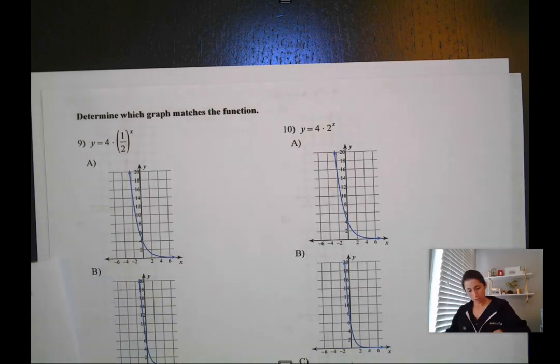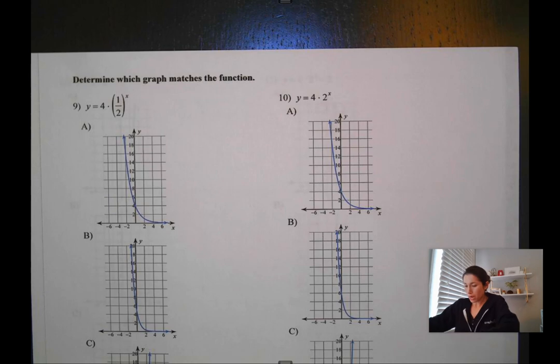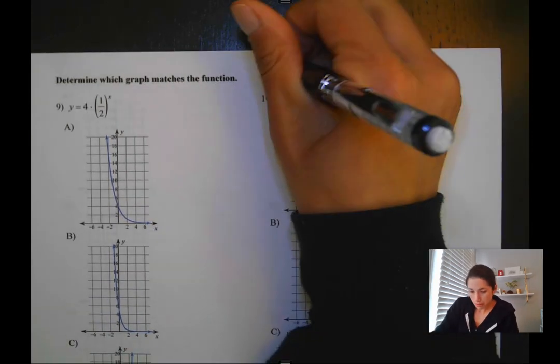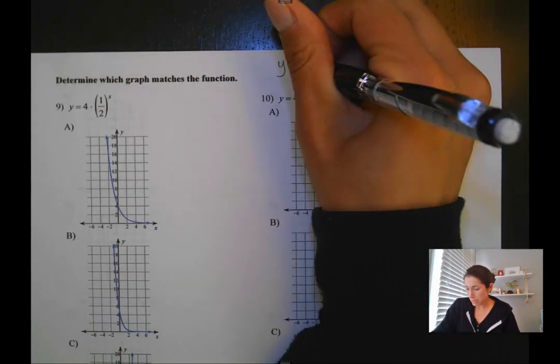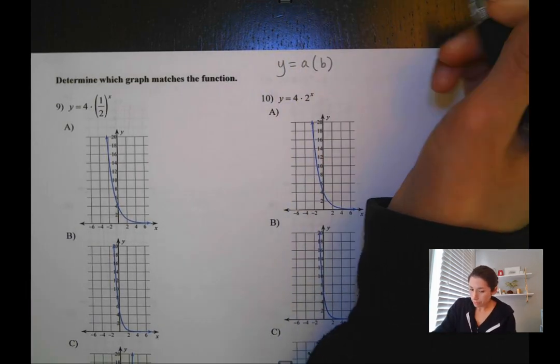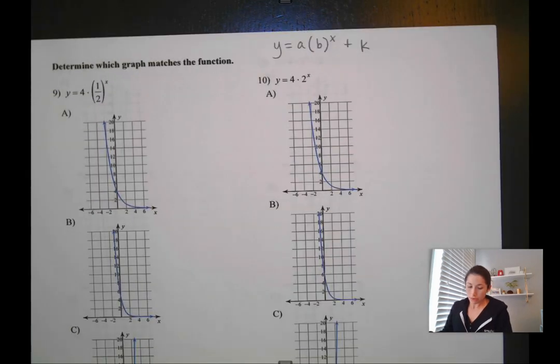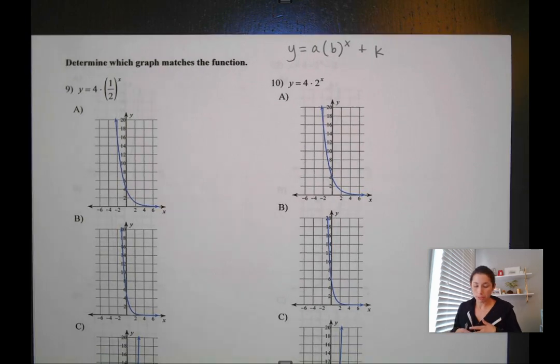Oh, yep, we're starting with some graphs here. So remember the equation for our graph is y equals a, and then we have parentheses b, common ratio, to the power of x plus k. And so for these equations, remember we are creating essentially a table of values.